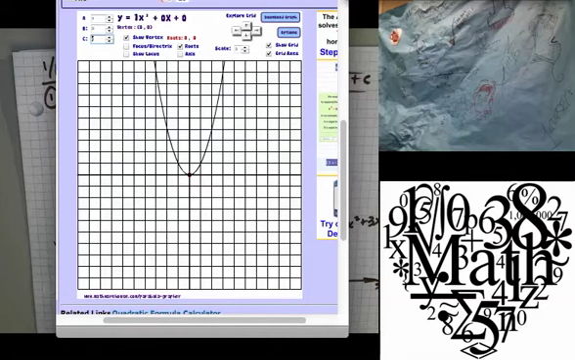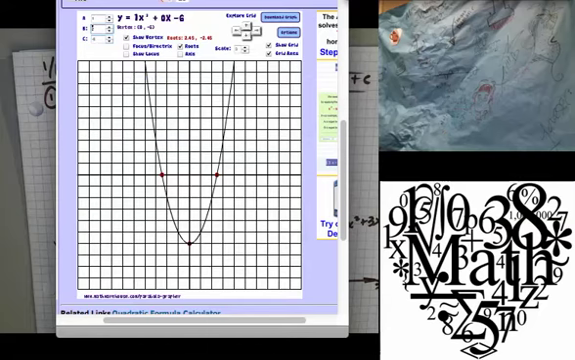Okay, so let's try it. So the vertex right now is at 0, 0. So if we change it to y equals x squared plus 3, the vertex shifted up 3. So do you think that if we made it, let's go back to 0, y equals x squared minus 6, it's going to shift down 6 units? Okay, let's try it. Okay, good. So it shifts down 6.